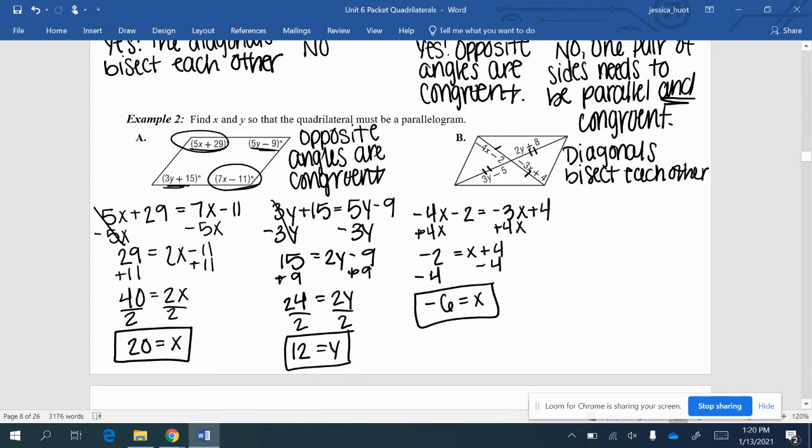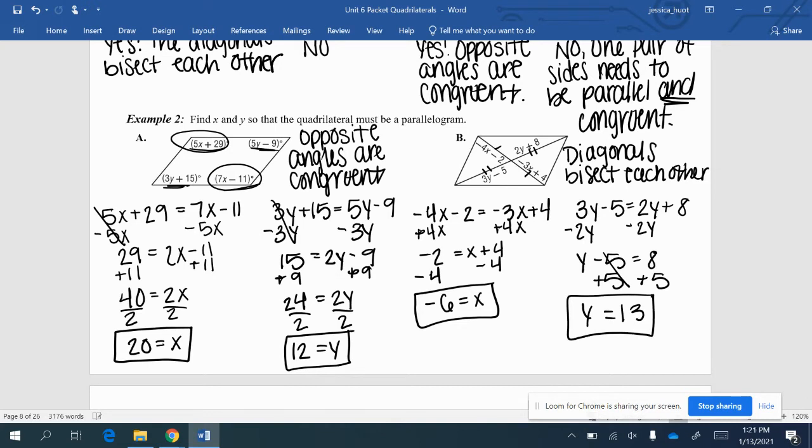Okay, so I just solved there very quickly, but I got -6 for x, and I'm going to do y. So set 3y minus 5 equal to 2y plus 8. As always, if you need to, pause the video to catch up.